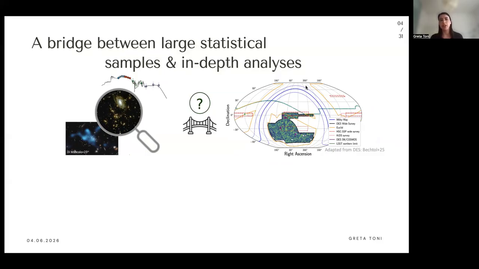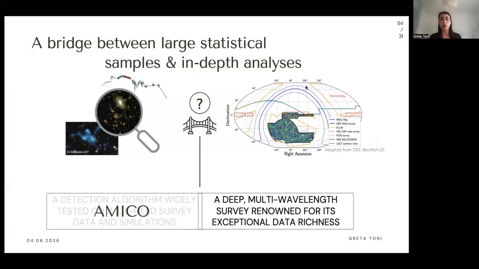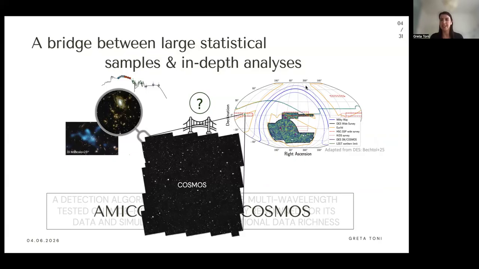And in this direction, we moved exactly with my recent research during my PhD. In fact, the idea was to take a detection algorithm that detects groups and clusters and is widely used on wide field surveys, applied both to data and simulations. This algorithm is called AMICO, and the idea was to apply it to a deep multi-wavelength survey that is very famous for its exceptional data richness, which is the COSMOS field. This is a particularly innovative and challenging application that was not performed before. The COSMOS field is actually this tiny green square in the all-sky map.